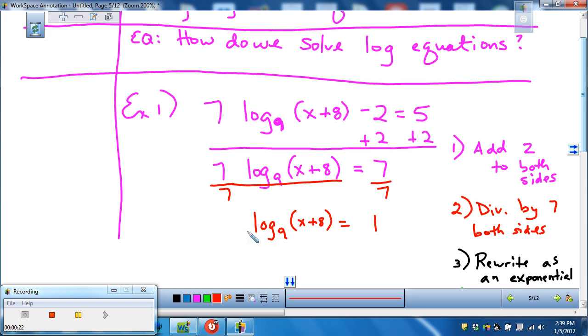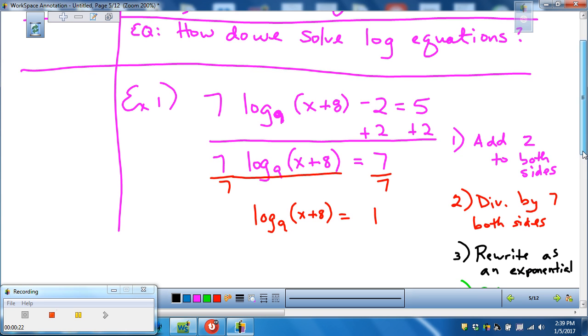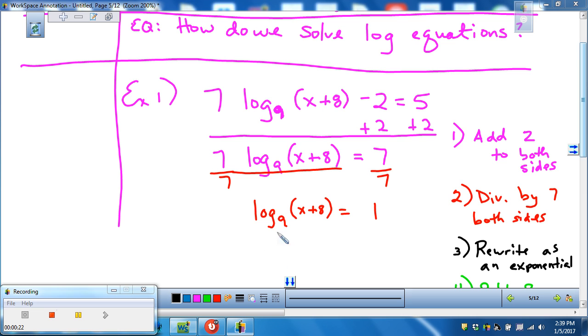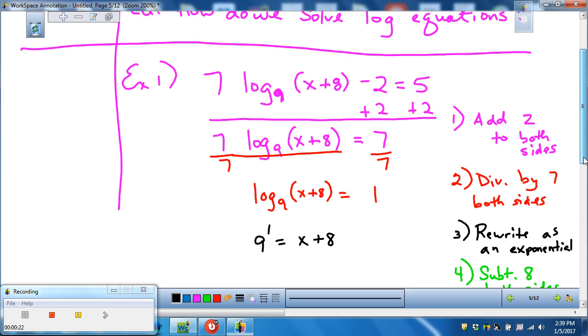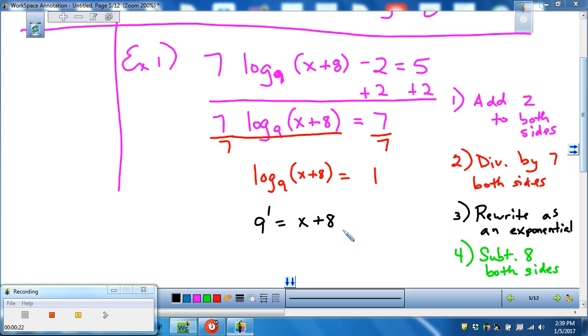Now that I've done that, everything that I have left is tied up in the log, so it's now time for me to rewrite this. Because it's already a log, I need to do its inverse, which is rewriting it as an exponential. So let's rewrite it as an exponential. My base is 9, my exponent is 1, and that's equal to x plus 8. And then my last step, so that I can get x by itself, is to subtract 8 from both sides.